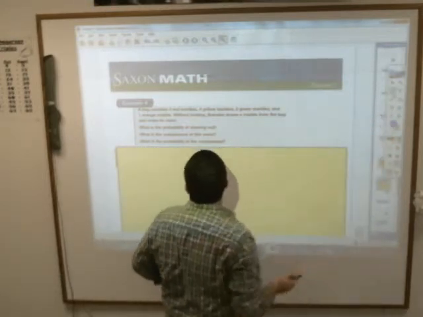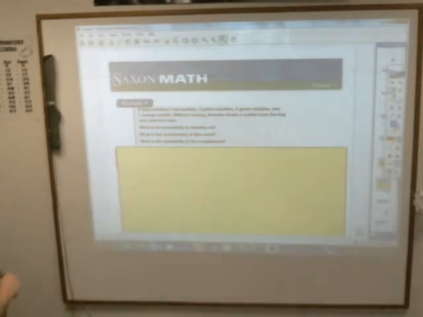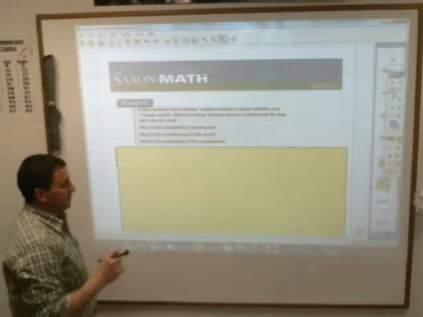It says, a bag contains 5 red marbles, 4 yellow marbles, 2 green marbles, and 1 orange marble. Without looking, Brandon draws a marble from the bag and notes its color. What's the probability of drawing red? What's the complement of this event? What's the probability of the complement?